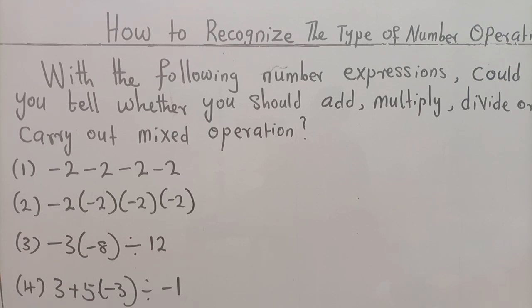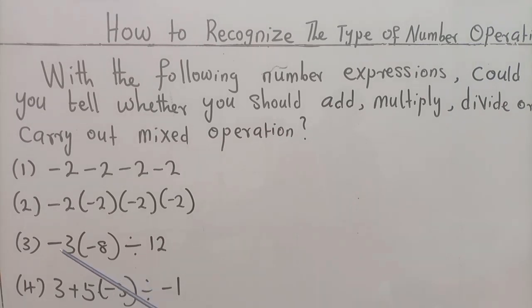We want to find out how to know the number operation required to be carried out for a particular case. Look at the next one. Minus 2, bracket minus 2, bracket minus 2, bracket minus 2. Are we adding them? Are we multiplying them? Are we dividing them? That is, are we carrying out division with them? Anyway, if you cannot tell, like I said earlier, this section 10 is for you.